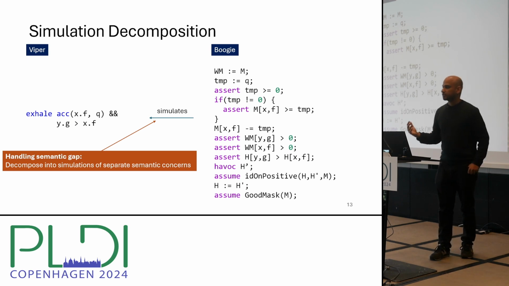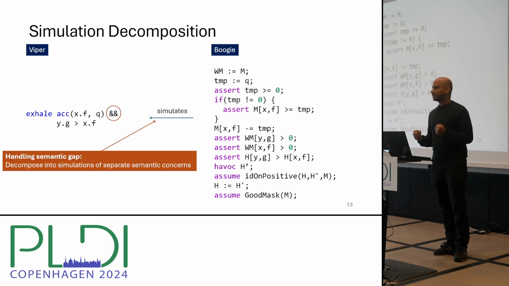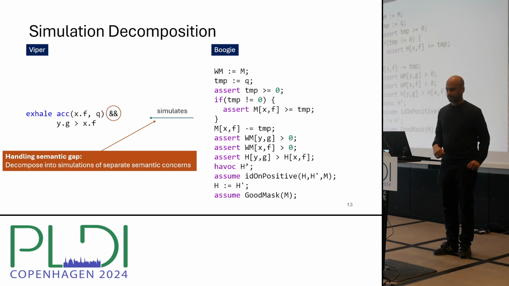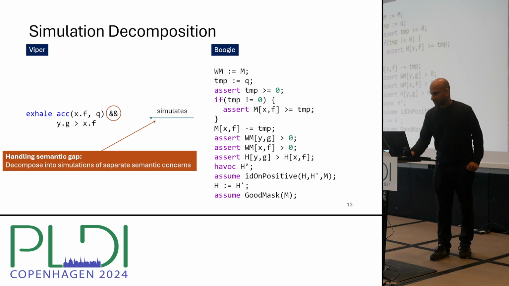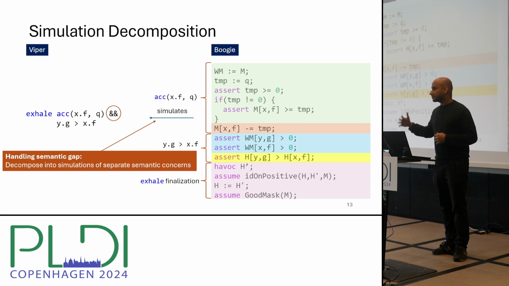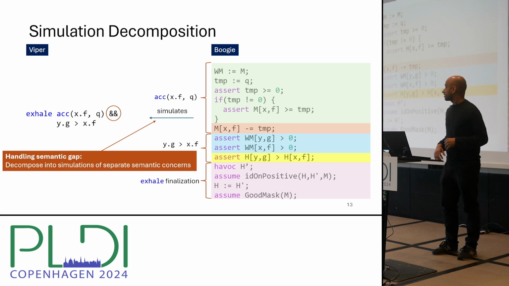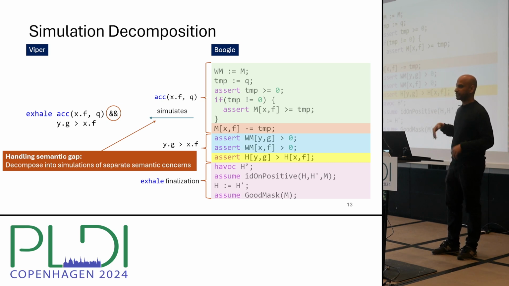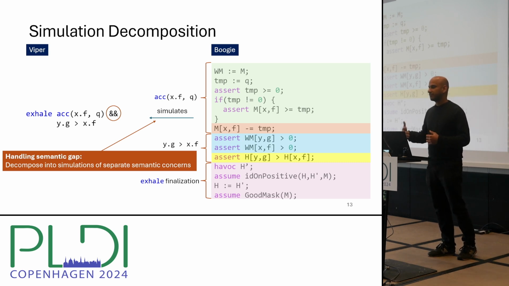So here there's a natural way to decompose. There's a conjunction, and you can show that you can decompose the simulation into the simulation of the two conjuncts. But we go beyond the syntax. In this case, we would also decompose each of the conjuncts into separate semantic concerns. So a bit more concretely in this example, we would decompose the simulation of the exhale into 5 separate semantic concerns that are highlighted here, each with a different color, and the Boogie code highlighted with a particular color is simulating one particular semantic concern.